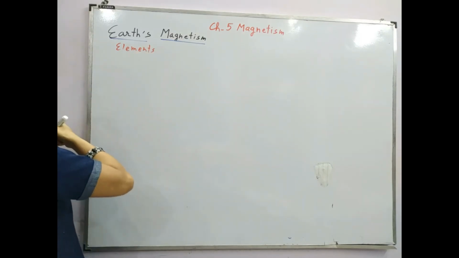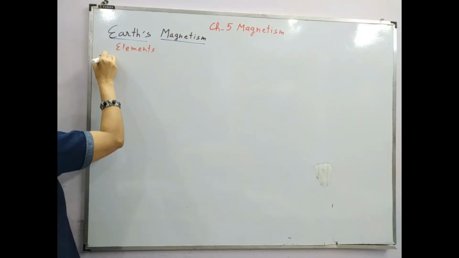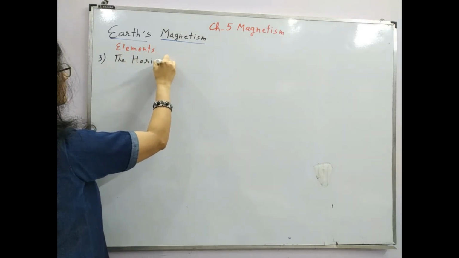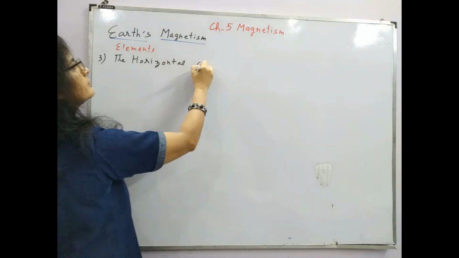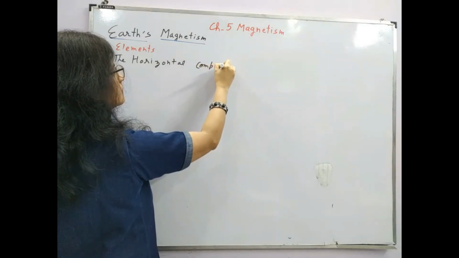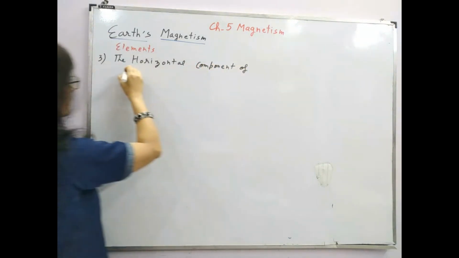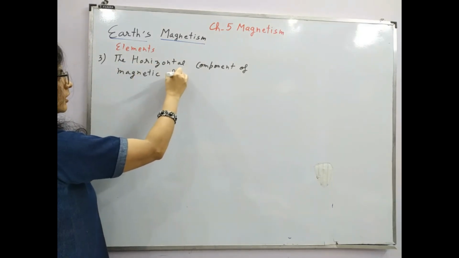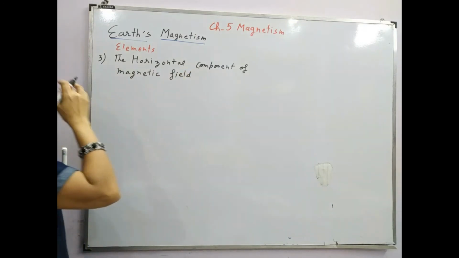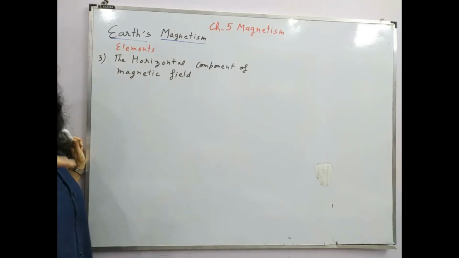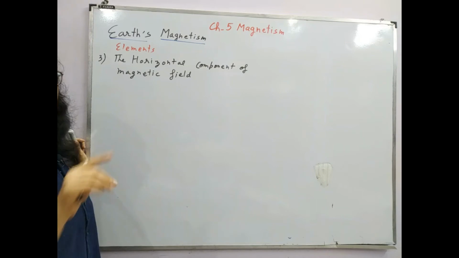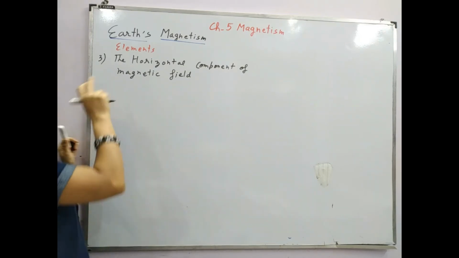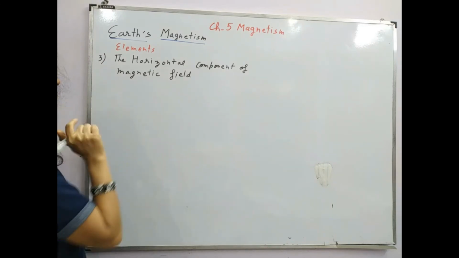So the third element is the horizontal component of magnetic field. Why is this considered a special component? Because at every place this horizontal component is parallel to the surface of the earth. So it is measured in context with the surface of the earth.